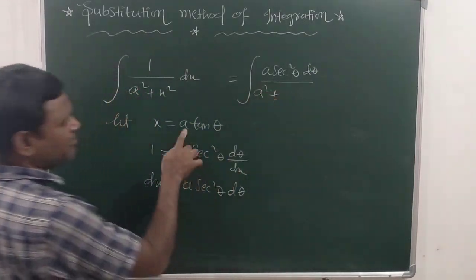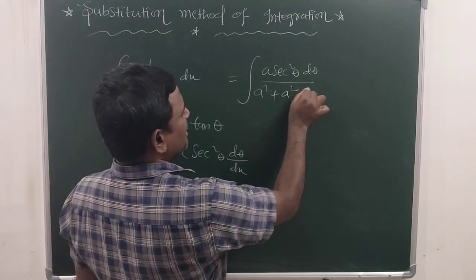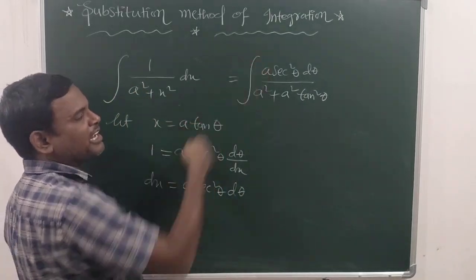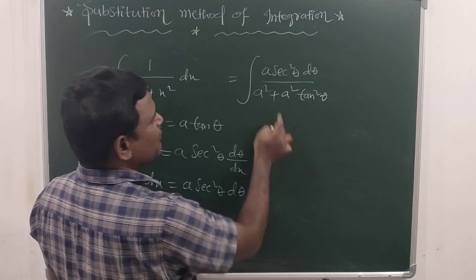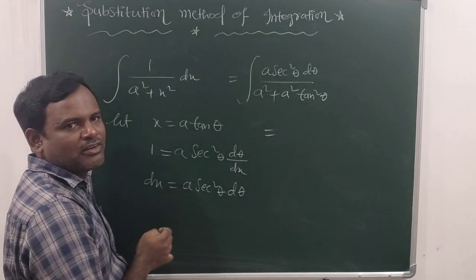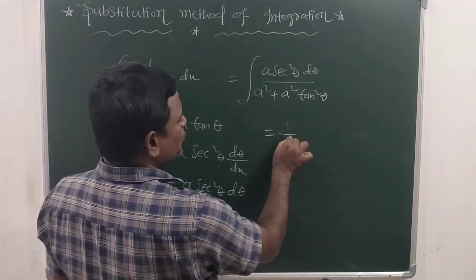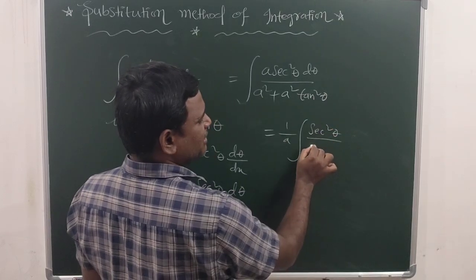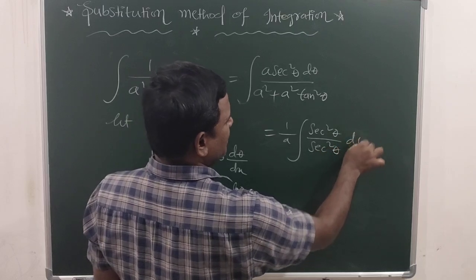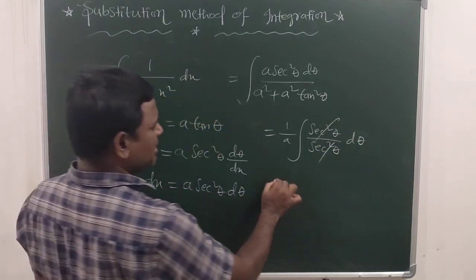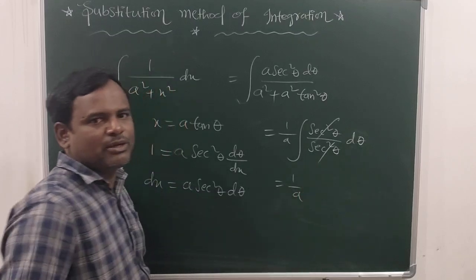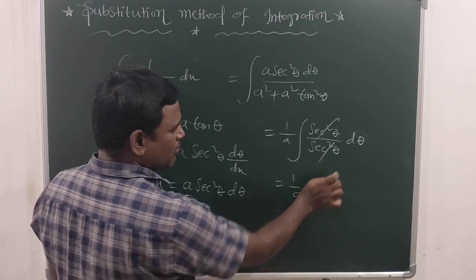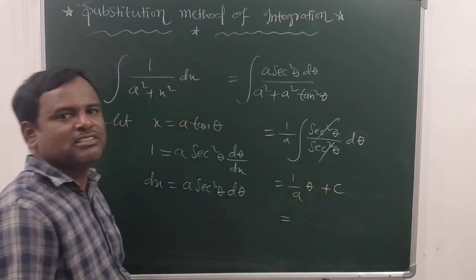So a square plus x square will become a square plus a square tan square theta. Now from the denominator take a square common and cancel with the numerator. What is left? 1 by a integral of secant square theta by 1 plus tan square theta, which becomes secant square theta d theta. Both of them cancel. What is left? 1 into d theta. 1 by a integral d theta gives theta by a plus c.